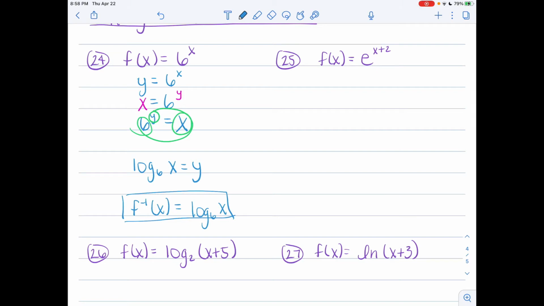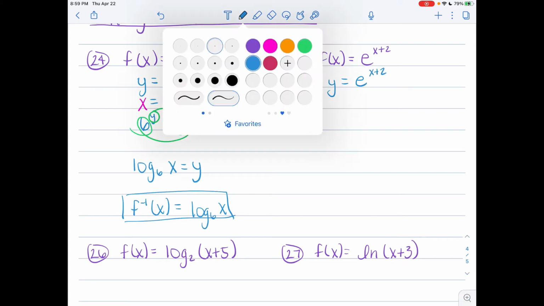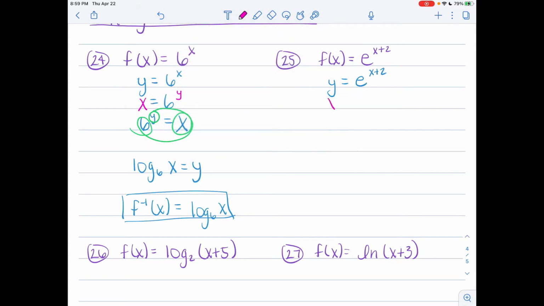Let's try another one. And this one has the exponent with a base of e. We're going to approach it the same way. We'll rewrite our equation as y is equal to e raised to the x plus 2 power, and then switch the places for x and y. So I'm going to put an x here, a y here, and fill everything else in. So x equals e to the y plus 2 power.